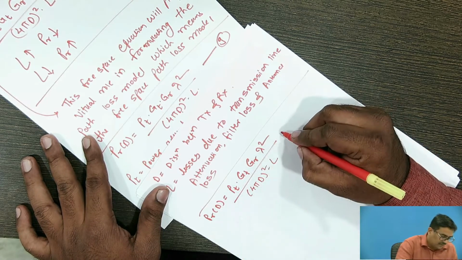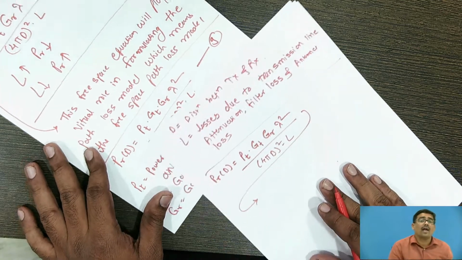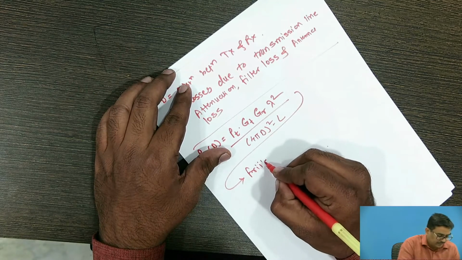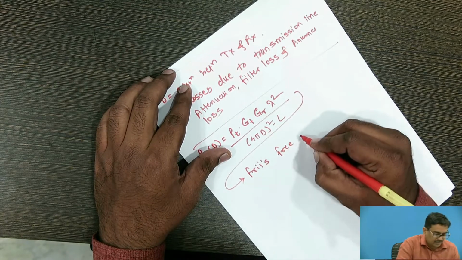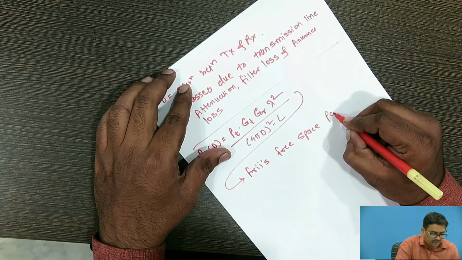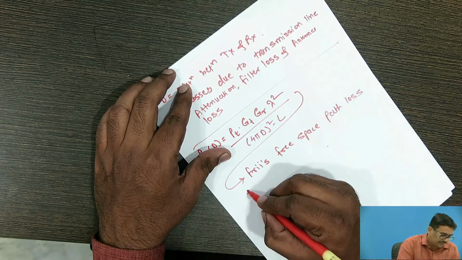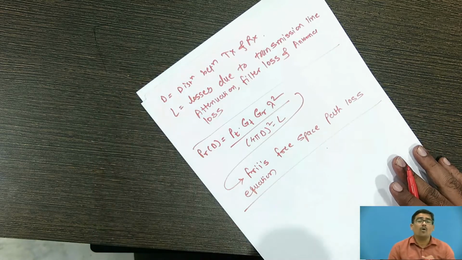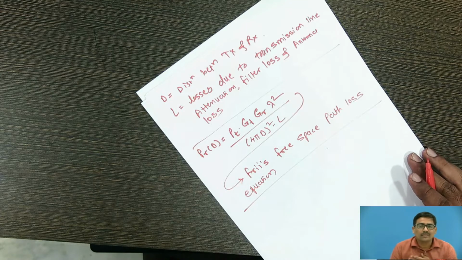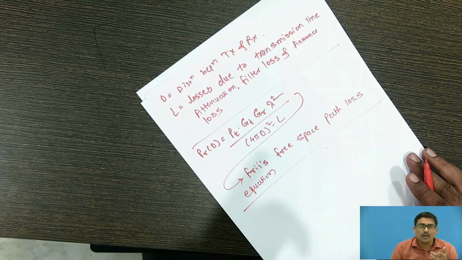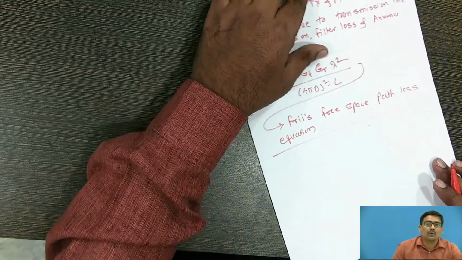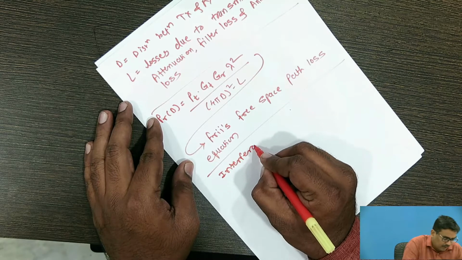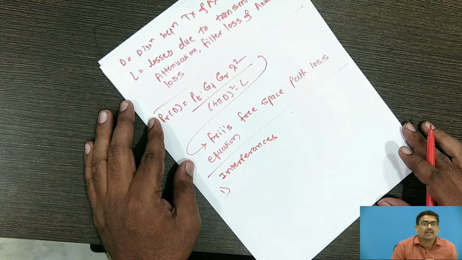Now whatever this equation is, it is called the free space path loss equation. But from this equation, see, we also derive some inferences. So some inferences we want to derive. What are those inferences? That's the important thing.